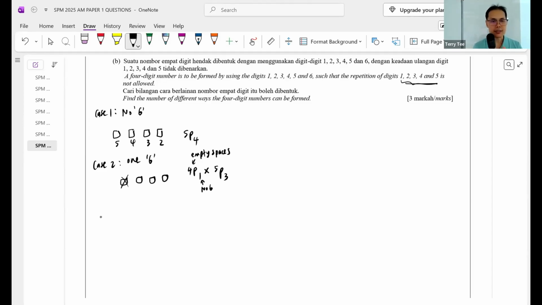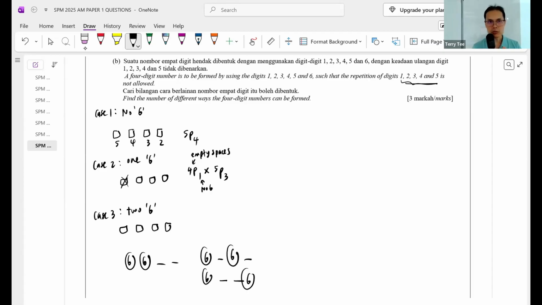Okay, next. Case number 3. How about 2, 6? How many ways can I put 2, 6? 1, 2, 3, 4. Now here I can put 6, 6, blank, blank. I can put 6, blank, 6, blank. 6, blank, blank, 6, and so on. Right? So don't think that way. It's too hard to go and label everything. Just write 4, arrange 4 empty spaces, arrange 2 number 6.